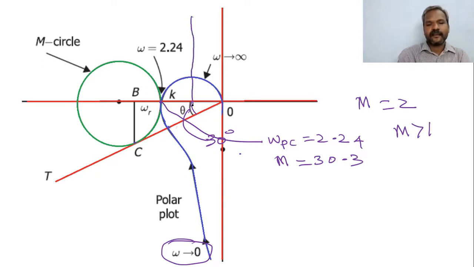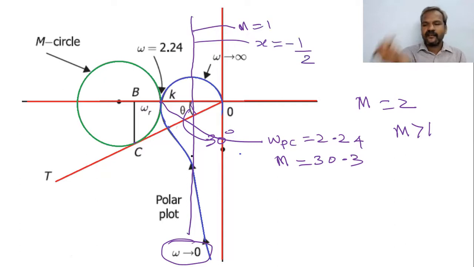It is at the 0.5 magnitude. This point is M equal to 1, so the circle lies on the left side of the M equal to 1 line. The corresponding X value is minus 1 by 2. Understand? So the circle will lie on the left side of the M equal to 1 line. This is the required M circle along with the polar plot.